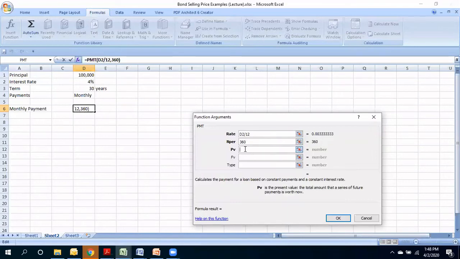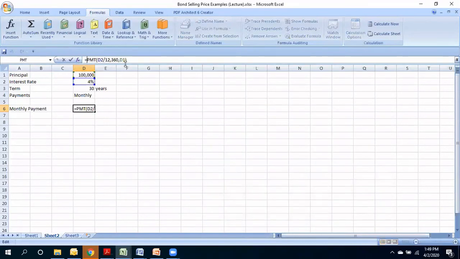The final part of this formula is the payment amount. The present value, the amount that is being borrowed, is $100,000. And this is going to ultimately give us that monthly payment amount, based on constant payments at a constant interest rate. When we plug all those numbers in, we see that our monthly payment is $477.42.